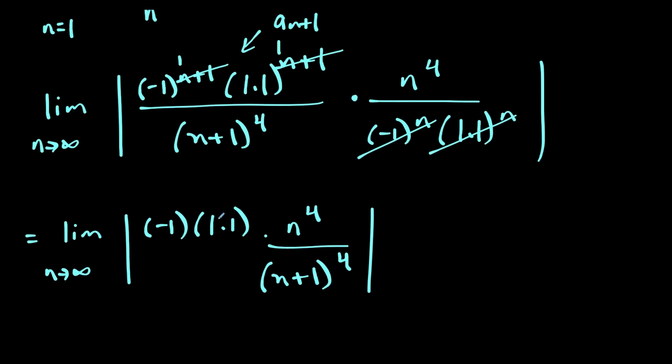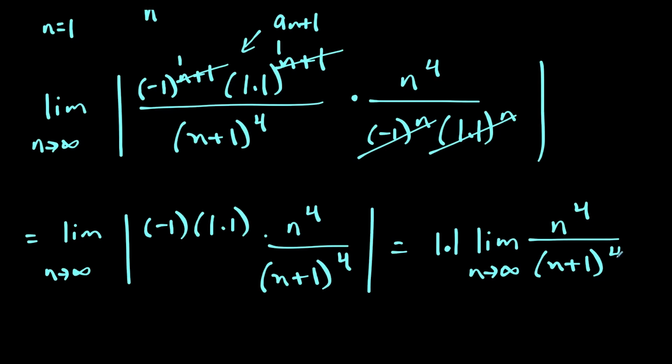And we have our absolute value. Now the absolute value is going to get rid of that negative 1, and the 1.1 we could just factor out. So this is 1.1, just make this neater, times the limit as n goes to infinity. And now we could get rid of the absolute value on this stuff because n to the 4th is positive and n plus 1 to the 4th is positive as n goes to infinity. So we have n to the 4th over n plus 1 to the 4th like this.